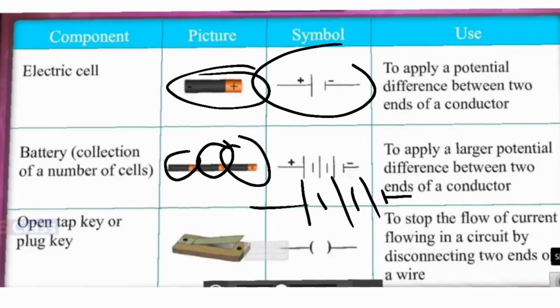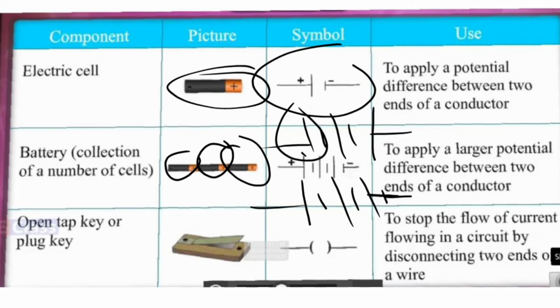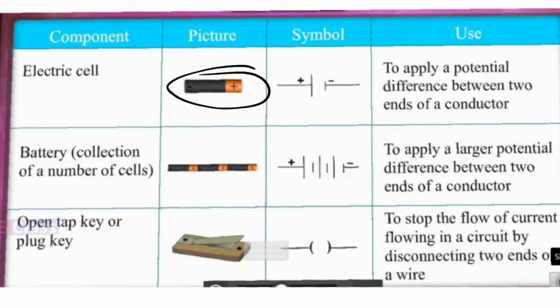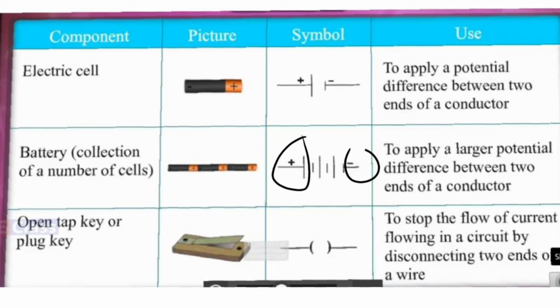In case in the exam you forgot and you draw plus minus plus minus plus, both ends the same way, and you draw the diagram like that, you will get 0. Why? Because both the terminals are positive, so current will not flow, so your circuit is wrong. So remember children, whenever you are drawing a battery, you should start with positive, you should end with negative, right?